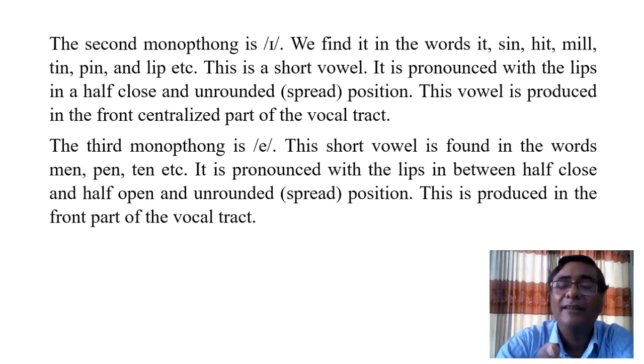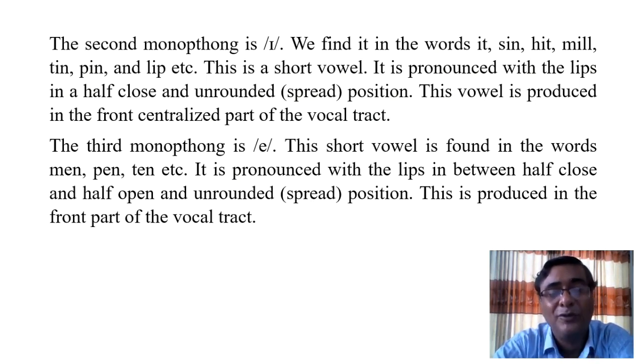So again, let's look at the monophthong from five points of view. Number one, it's a short vowel. Secondly, the examples: seen, hit, meal, tin, pin. You have to tell the examples. Thirdly, it's pronounced with the lips, whether closed, half closed, open or half open. That is another characteristic. Whether it's rounded or unrounded, that is another characteristic. I mean, whether my lips are rounded or unrounded. And where does the vowel originate? It originates in the front centralized part of the vocal tract. So these are the characteristics that we find over here.